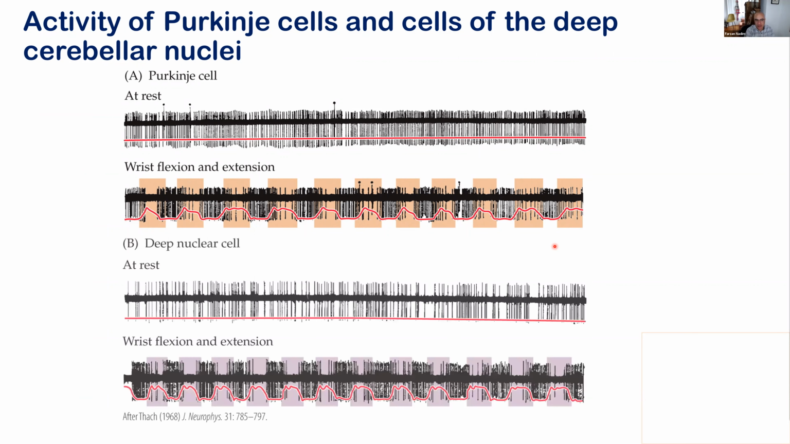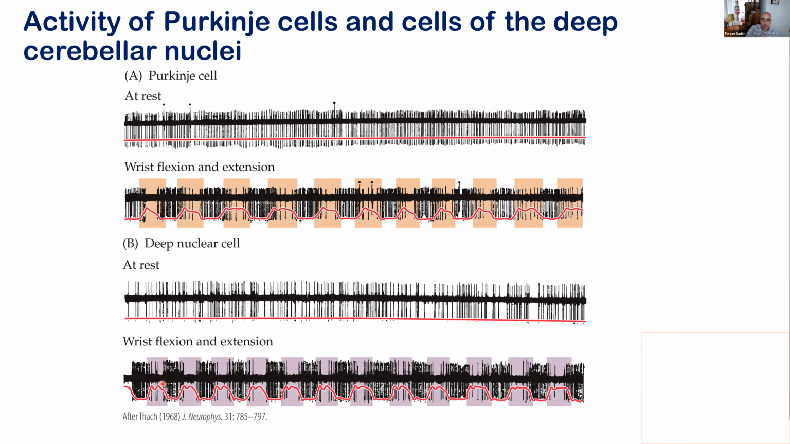Similarly, at the output level, the deep cerebellar nuclei at rest fire tonically at about 30 hertz. But again, flexion and extension modulate their activity to go up and down with the motor activity. This is the first indication you've seen that the cerebellum has something to do with motor activity. Now, what exactly does the cerebellum do with the motor activity?